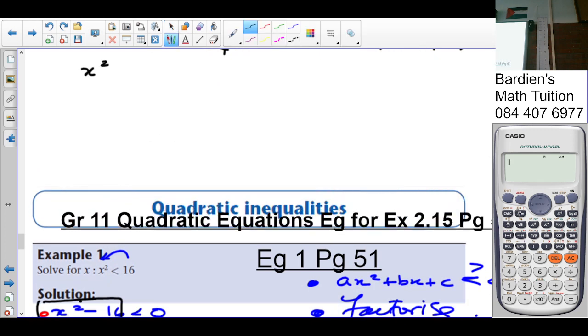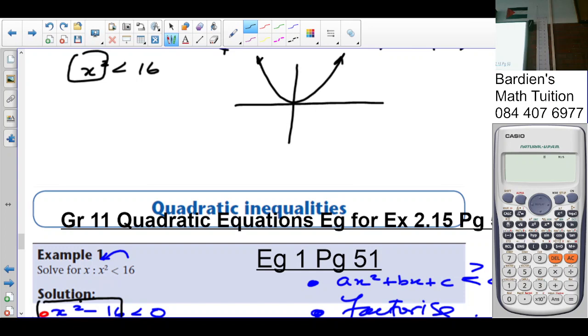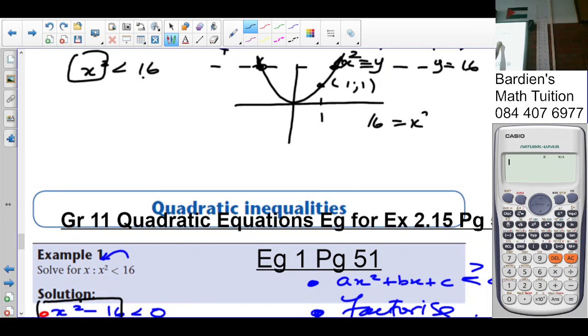If you say x squared is less than 16, if I draw this graph, that was the x squared graph. It will be that there. No? We all agree that is the y is equal to x squared graph. If x is 1, y is 1. So we draw a line through 16, y is equal to 16. We need to find the x values. So 16 is equal to x squared, square root, plus minus, so x equals plus or minus 4. So this point is minus 4 and 16, and this is 4 and 16.